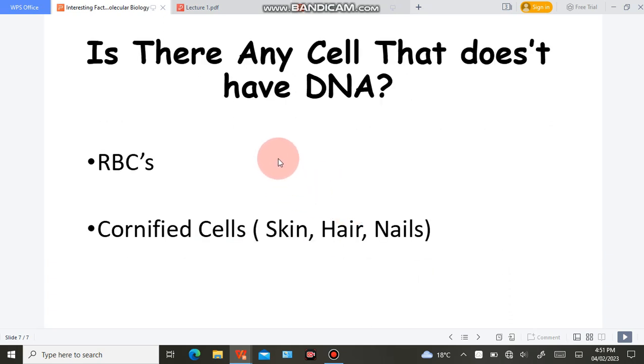So is there any cell that doesn't have DNA? Yes, there are some types of cells in our body that do not have DNA. For example, RBCs, red blood cells, that carry oxygen, do not have a nucleus and DNA, and also cornified cells such as skin, hair, and nails. These are also types of cells that do not have proper DNA.